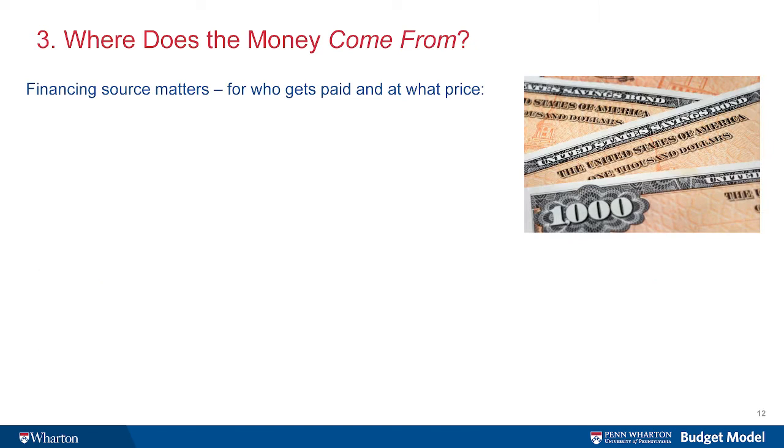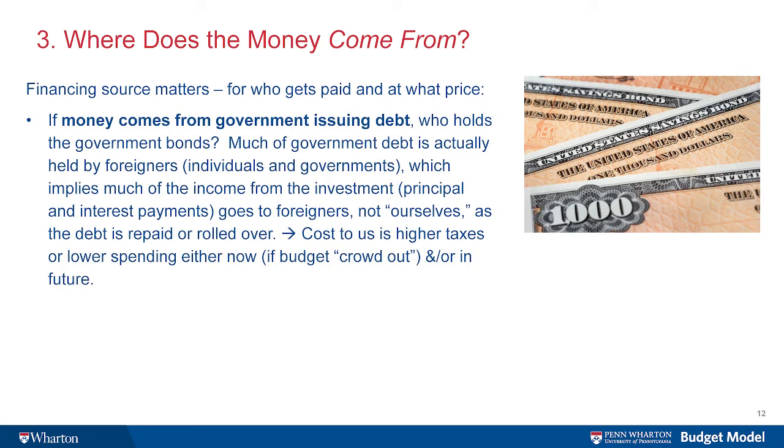The third question is what I think too often gets neglected by policymakers, and that is, how are you going to pay for it? Where is the money coming from? The financing source matters for who gets paid and what price. If the money comes from government issuing debt, this is what we call deficit financing, because if the money's not going to come from raising taxes or reducing spending somewhere, it means that it'll increase the government deficit and add to the federal debt. And the question is, who holds the government bonds? Like where's that money really coming from?